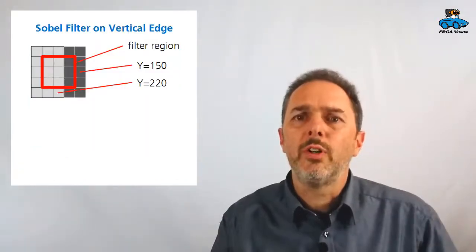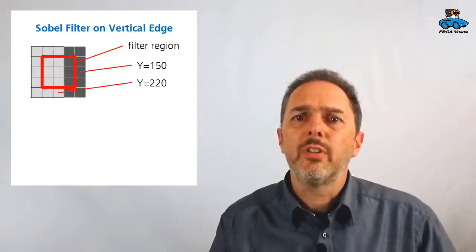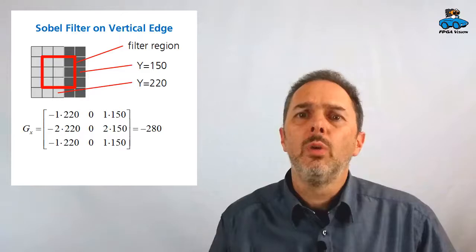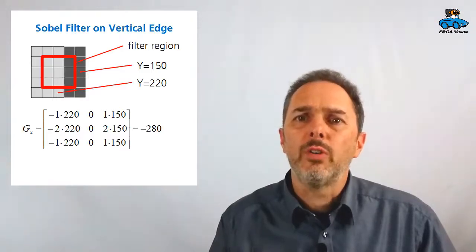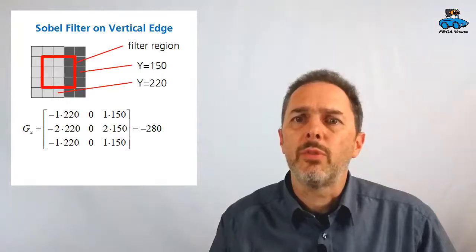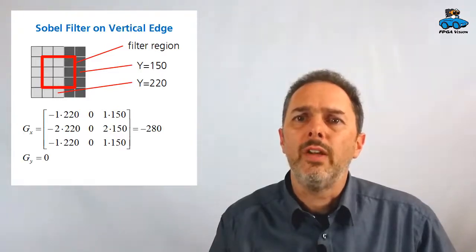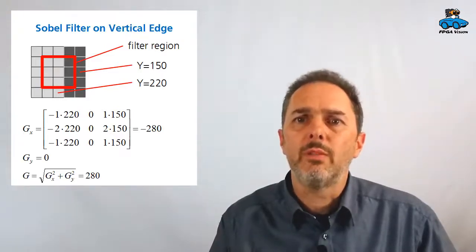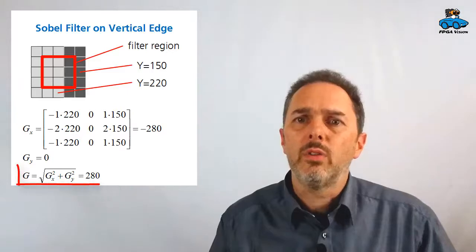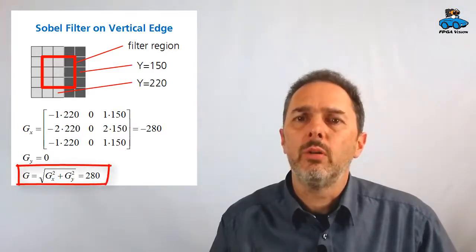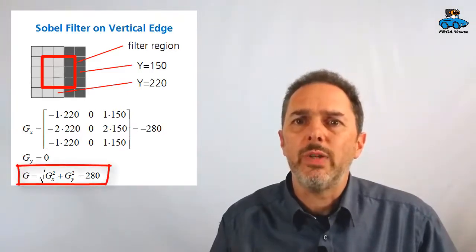So let's consider a vertical edge. We have some pixels with a value of 150, others with 220. And if we take the Sobel filter, we get from the horizontal filter a value of -280, and from the vertical filter we get a value of 0. So if we take both values to the square, add them, take the square root, we get a value of g with 280, which is an indication of the edge we have here.